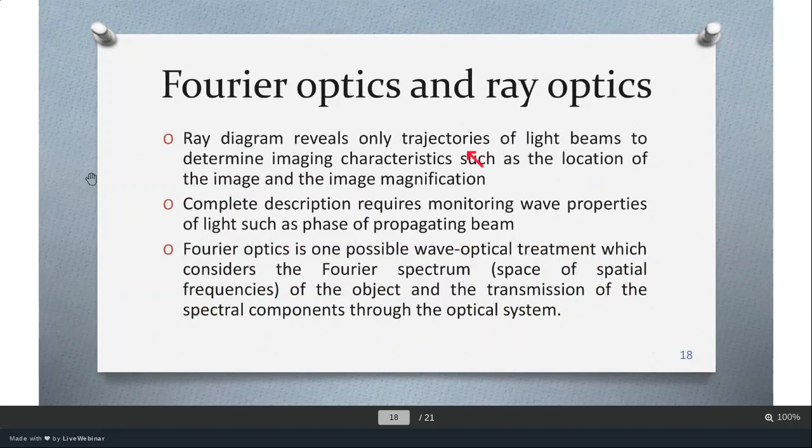So what is the difference? Why are we stressing more on Fourier optics in the modern optics era? When we compare with ray optics, ray diagrams reveal only trajectories of light beams to determine imaging characteristics such as location of image and image magnification. A complete description requires monitoring of wave properties of light, such as the phase of the propagating beam. So phase is a very important parameter which we have been missing out in all these things.